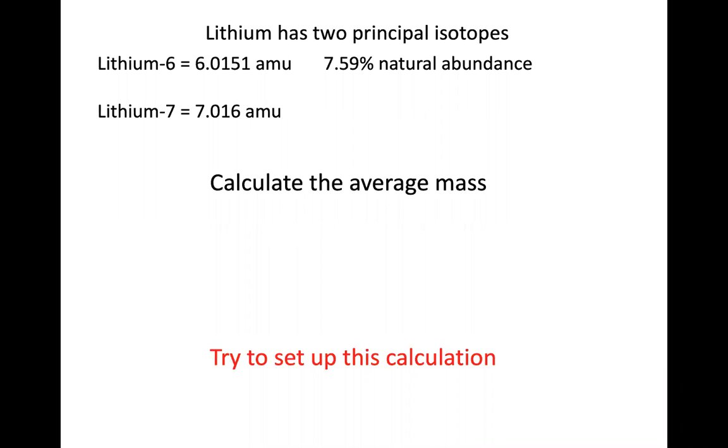Okay, so if we're setting this up, I see that I have both of the masses. I have one of the percentages. What would be the other percent? Well, I'm going to use the information that there are two principal isotopes. They're going to add up to 100%. I have one of the values right here, so I would just subtract 100 minus 7.59, and that would tell me the second one.